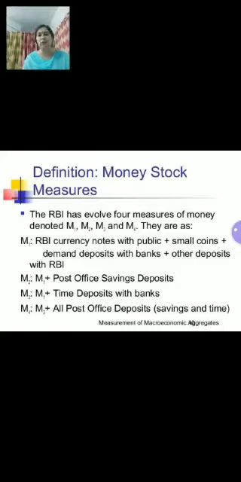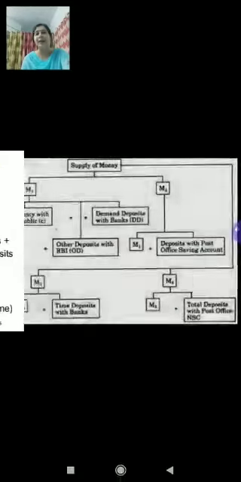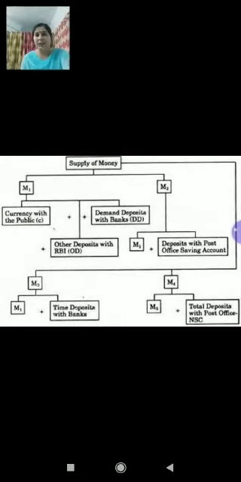Right, children? So these were the four measures evolved by RBI to measure money supply in India. You will be learning all the four formulas. Children, you can see the same concept. I have made a flow chart so that you can easily understand. M1 is currency plus DD plus other deposits. M2 is M1 plus deposits with post office savings account. M3 is M1 plus time deposits with bank. And M4 is M3 plus TDP, and it is written minus NSC. Minus NSC means you won't be taking the values of national savings certificates.